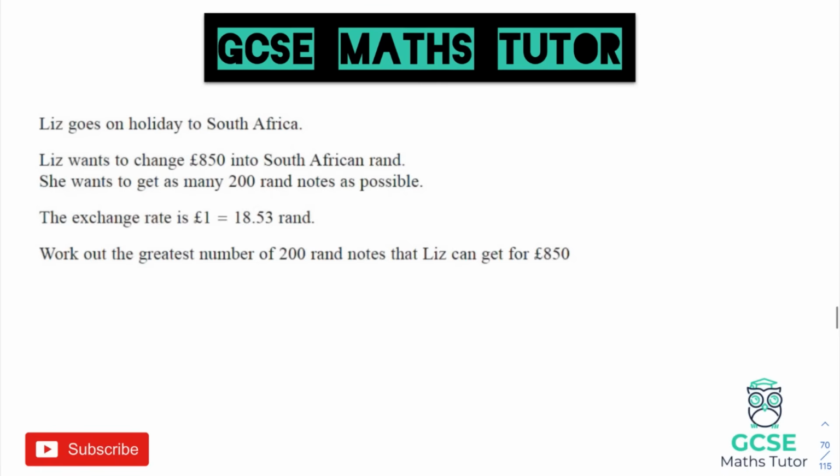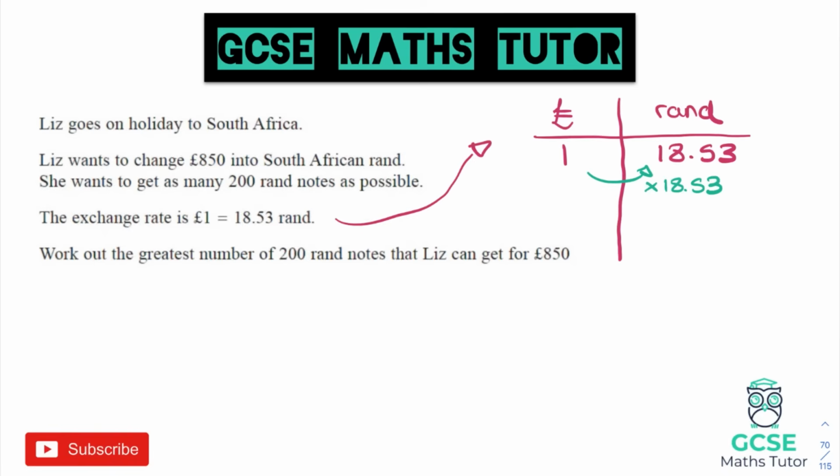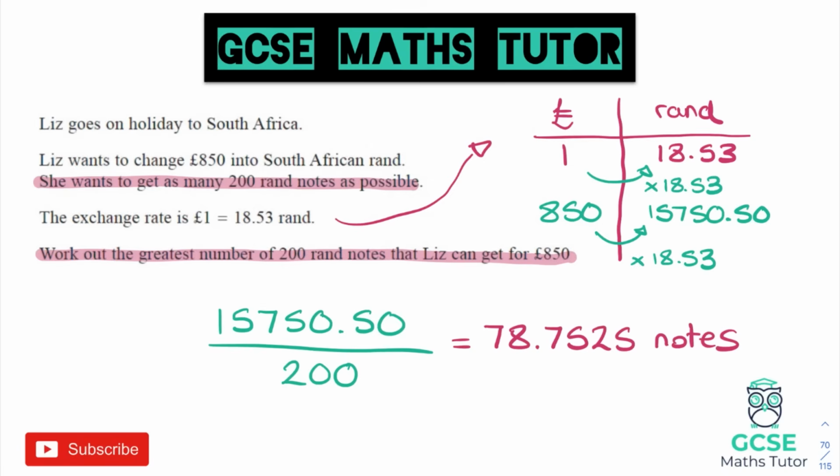When looking at an exchange rate, remember to read the exchange rate carefully. Here it's £1 to 18.53 rand. So to get from pounds to rand, you times by 18.53. So £850, we times by 18.53, and then we'd know how many rand there are. Here it says how many notes can be bought, so if we divide by 200 here, we would know that that is 78.75, but of course that's only 78.